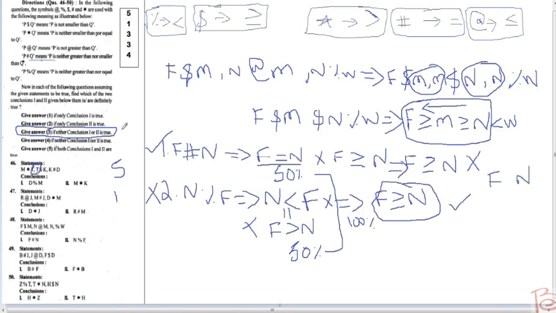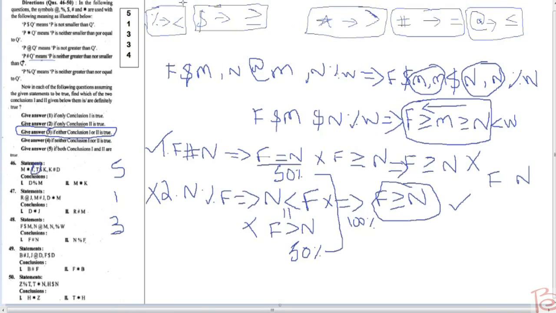We don't know what the correct answer is, but we know that either the first one is correct or the second one is correct, because if the first one is correct, the second one is obviously wrong. If the second one is correct, the first one is wrong. So we know for a fact, from the conclusion we have got and the statement they have given, that either the first one or the second one is right. That basically means the third answer, that is if either conclusion 1 or 2 is true. So the answer is number 3.